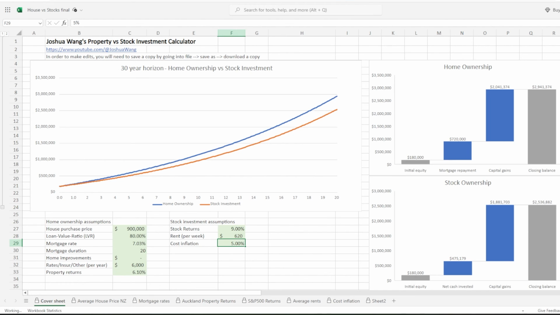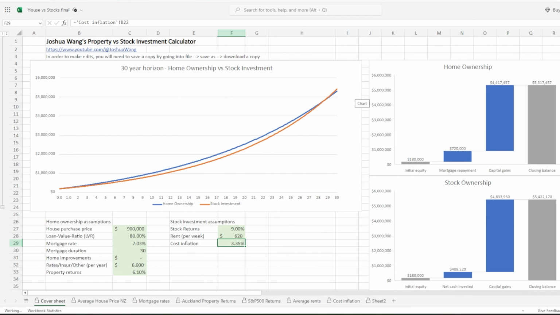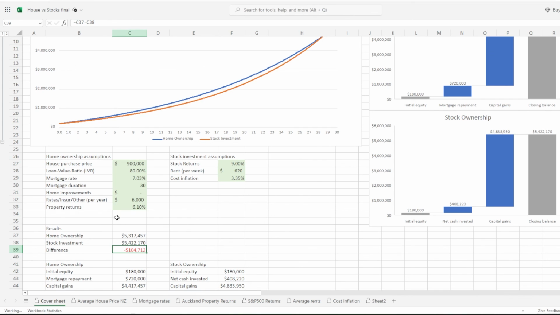Another scenario that you might want to look at is changing the stock returns so that the home ownership and stock investment result over the long term matches. So in this example, I'm going to revert back to our original assumptions of a 30-year mortgage and cost inflation at 3.35%. I'm going to change the stock returns so that the difference over here of home ownership and stock investment is close to zero. And that number I've played around with was around 8.92%.